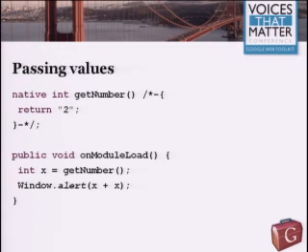So let's look at this example here, where I'm calling a native method that says I'm going to return an int, but in fact it returns a string. Can anybody guess what this code might do?